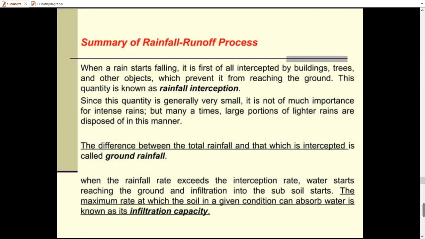Interception. So intercept the rain, intercept the bus. For example, the difference between the total rainfall and that which is intercepted is called ground rainfall. When the rainfall rate exceeds the interception rate, water starts reaching the ground and infiltration to the subsoil starts. The maximum rate at which the soil in a given condition can absorb water is known as infiltration capacity.